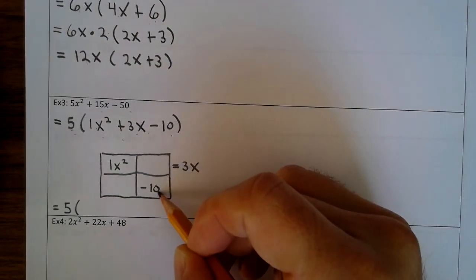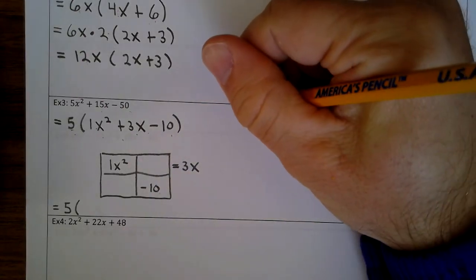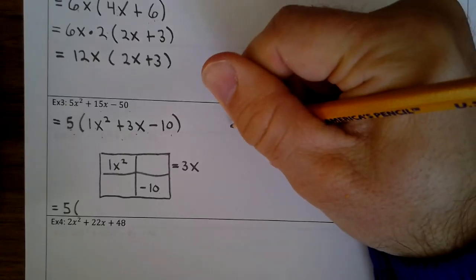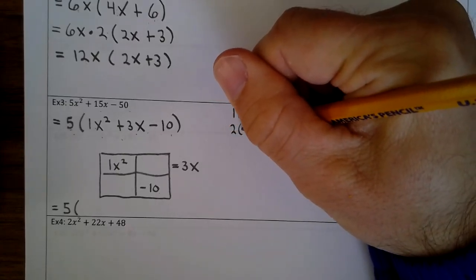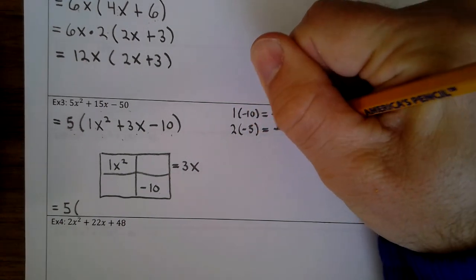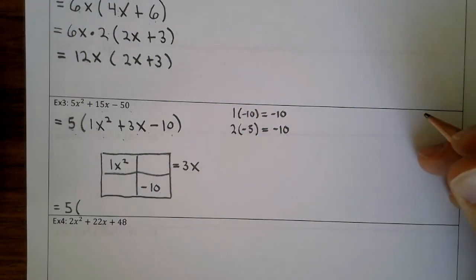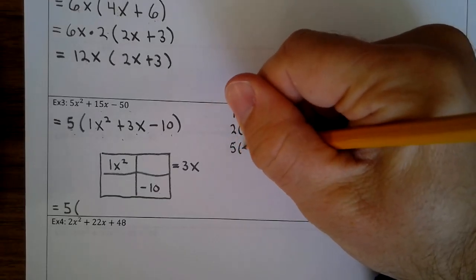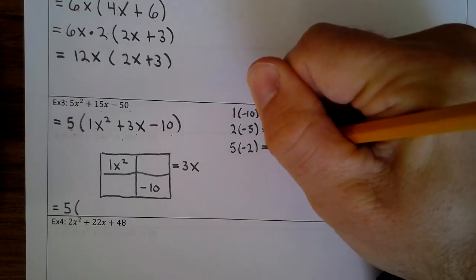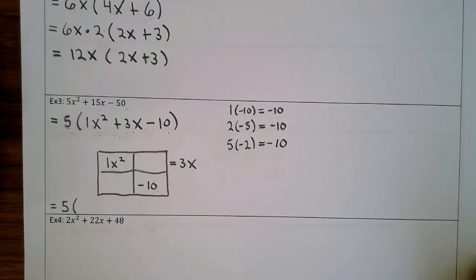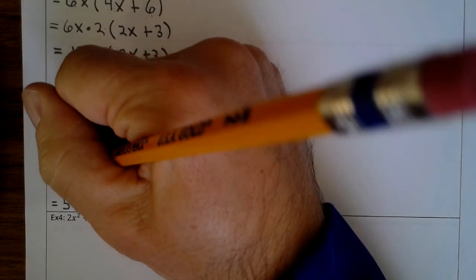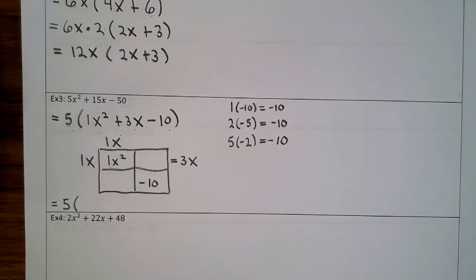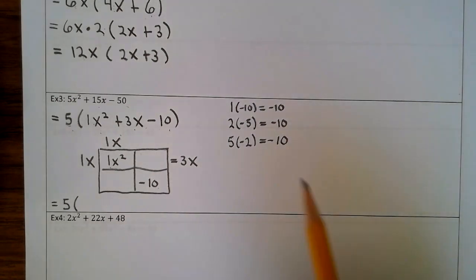Okay, so 1 times negative 10 is negative 10. 2 times negative 5 is negative 10. And then 3 doesn't work, 4 doesn't work. 5 times negative 2 is negative 10. Now we know to make x squared 1x and 1x. Now only one of these combinations is going to work. And the way to find that is we need to find a positive 3.